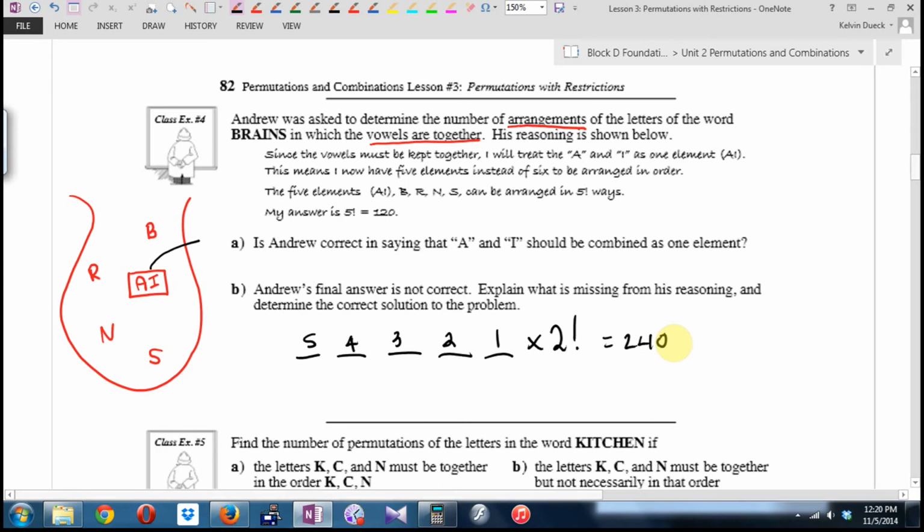So if they give me a restriction where stuff has to be clumped together, my fallback is my Scrabble bag. I'll draw a weird Scrabble tile with everything that's clumped together, and then I'll ask, did they say it had to be in that order? By the way, if they had said it had to be AI, then I wouldn't worry about that 2 factorial. But if they didn't give me any condition, then I ask, how many ways can I mix up that little mini Scrabble tile?